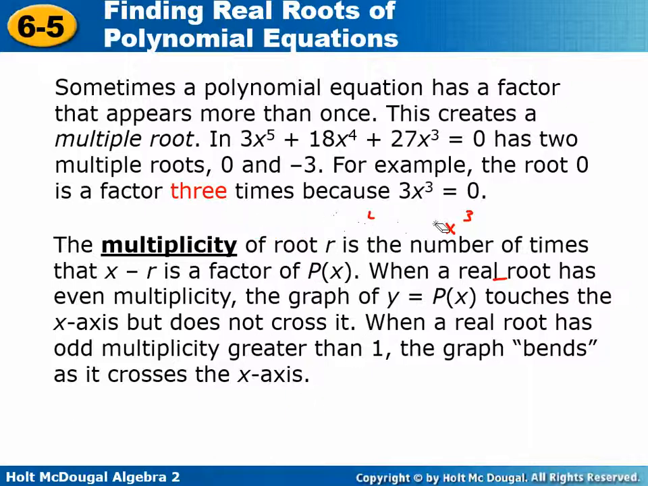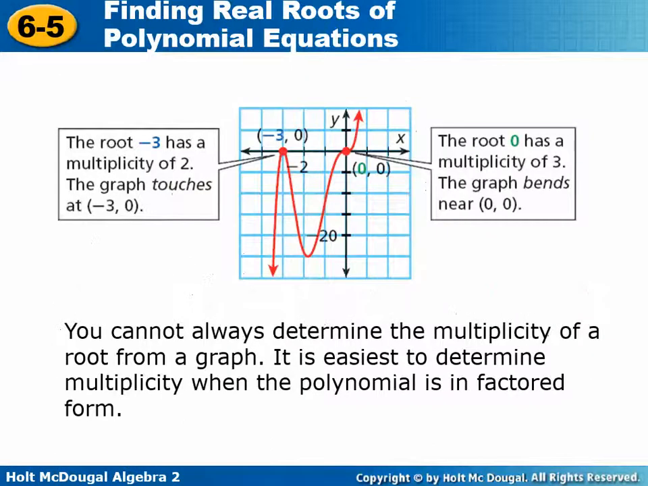When it has a multiplicity greater than 1, the graph bends as it crosses the x-axis. For example, look here. See how it's kind of like zoom? So it was increasing, and it's still increasing, but it had this little bend to it. That tells you that there's a multiplicity in this graph. When it just touches the graph, then you know that that one is the one that has the multiplicity of 2.